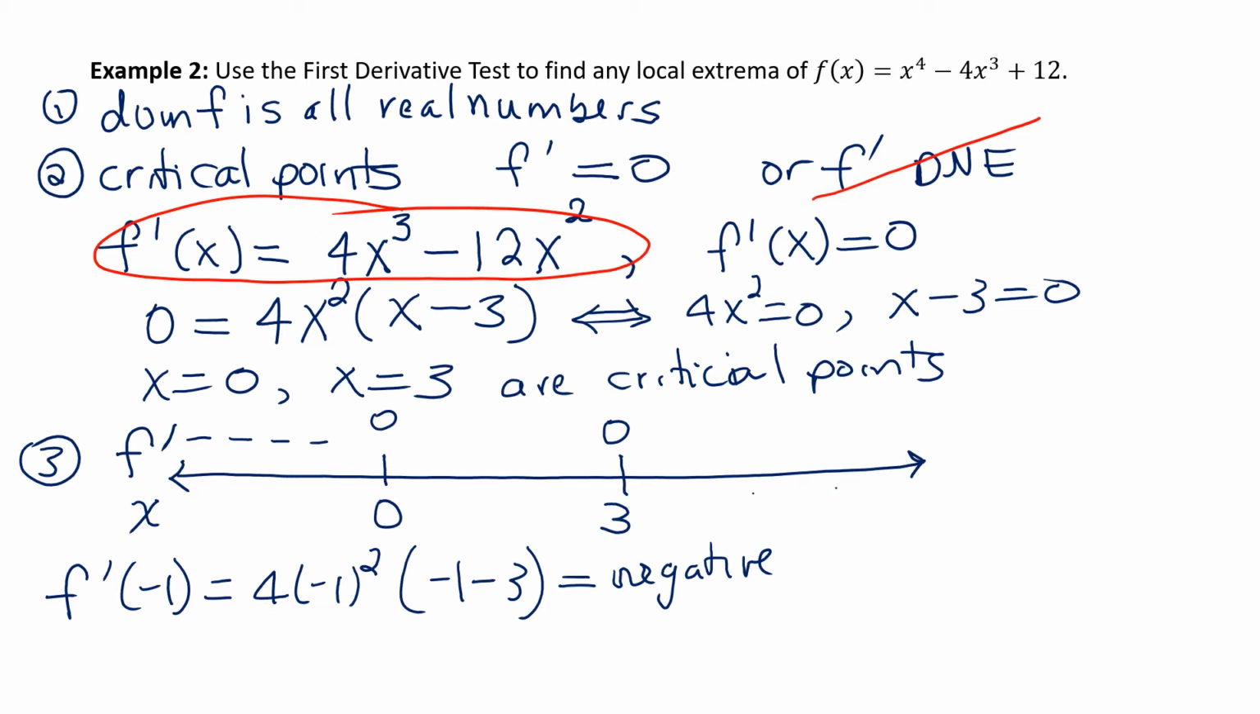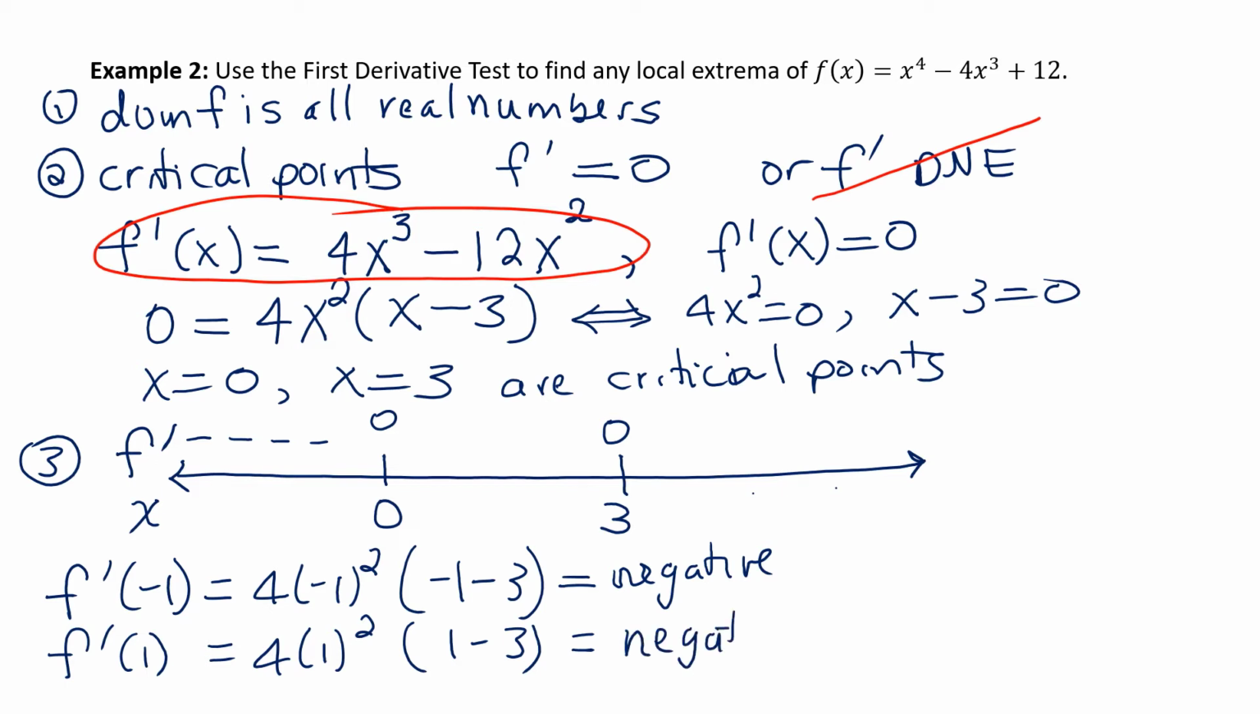Let's evaluate at a region between 0 and 3. So how about if I just pick 1? Take the derivative and evaluate it at 1. That's 4 times 1 squared times 1 minus 3. 4 is positive times 1 squared is positive. So positive times 1 minus 3 is negative. That region is also negative.